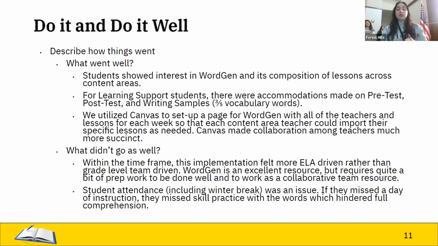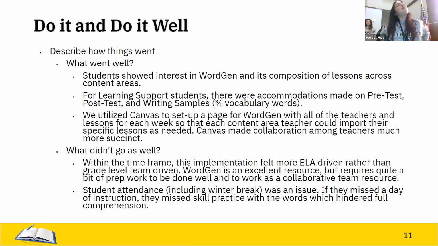For our learning support students, we were able to make accommodations on their pre-test, post-test, and writing samples. So rather than using all 5 of the WordGen words per week, they would use 3 out of 5. And then we also utilized Canvas, which is our district study site. Is that a good way to explain it?